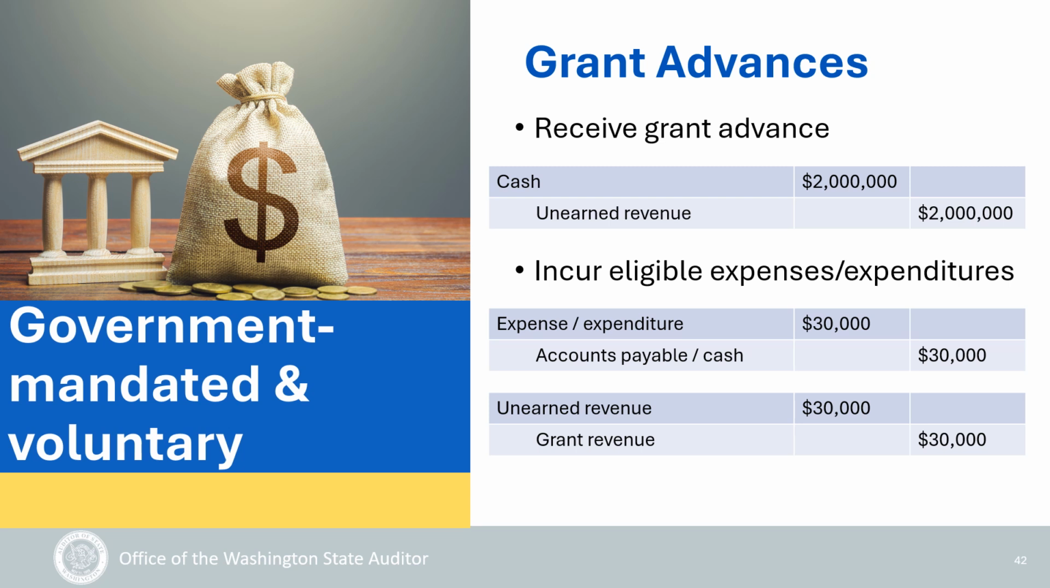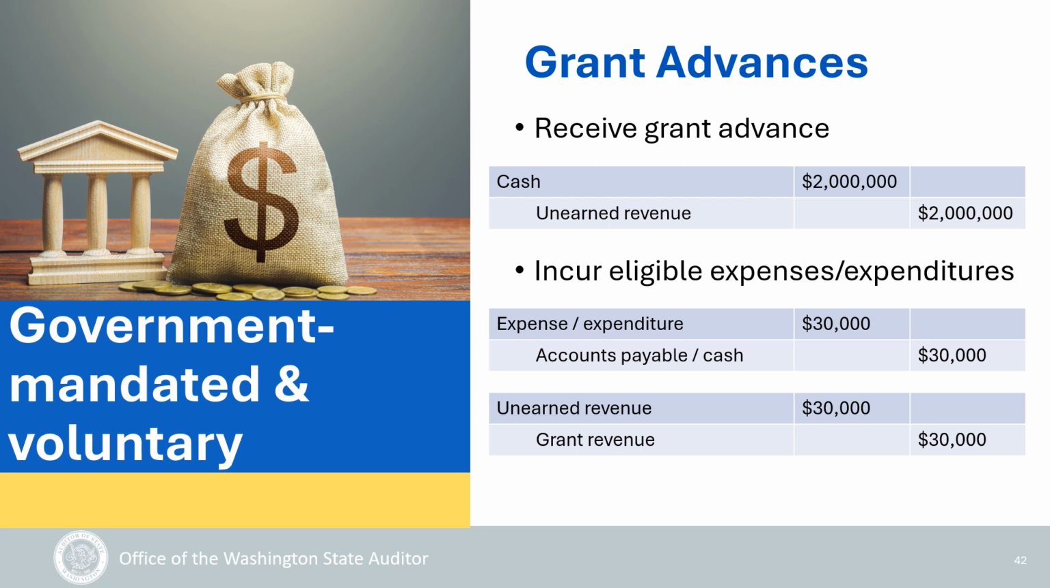Sometimes governments receive grant or award monies up front before they spend their own cash. In this case, they have not met all the eligibility requirements because they have not incurred those eligible expenditures. This means they have an unearned revenue. Both full accrual and modified accrual will have a debit to cash and a credit to unearned revenue. Unearned revenue is the same between modified and full accrual. The revenue is recognized as the government has eligible expenditures.